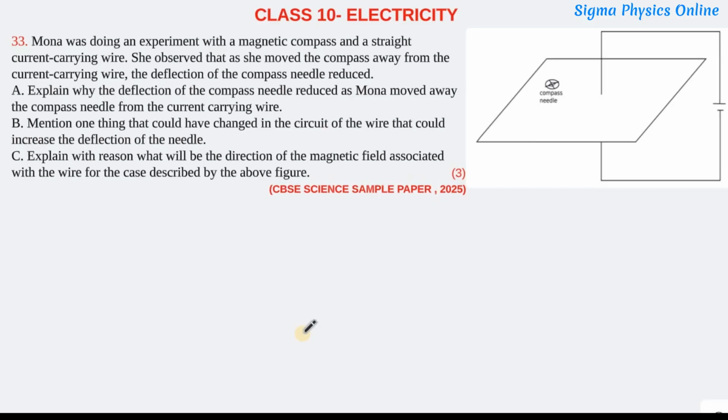Hello students, welcome back. Let's take up the next question, which is a sample paper question. This question carries 3 marks. The question is, Mona was doing an experiment with a magnetic compass and a straight current carrying wire.